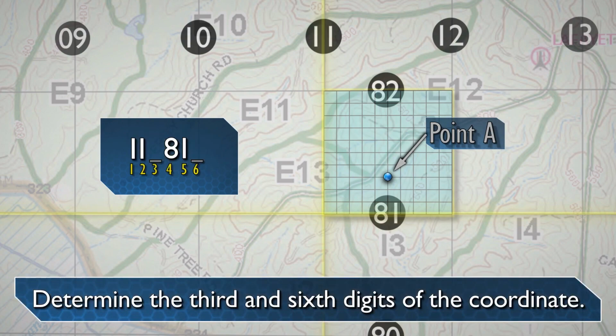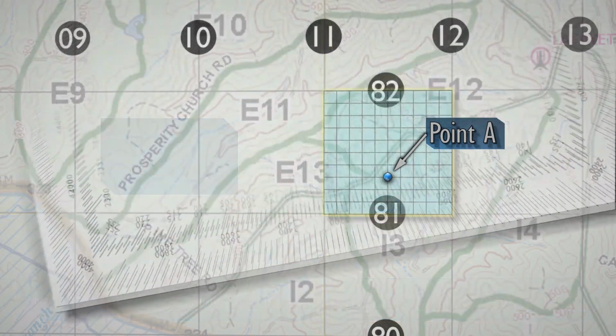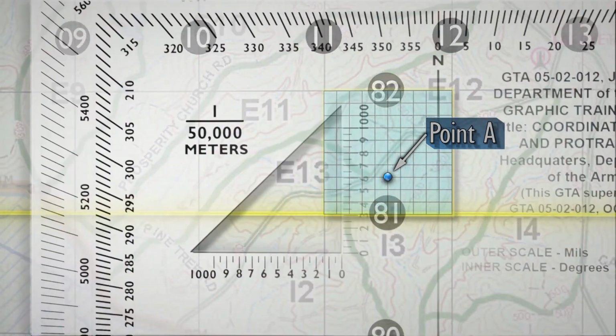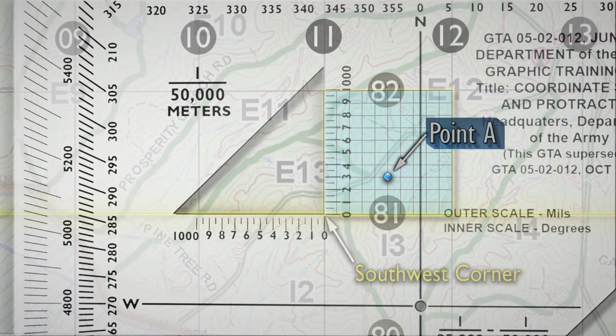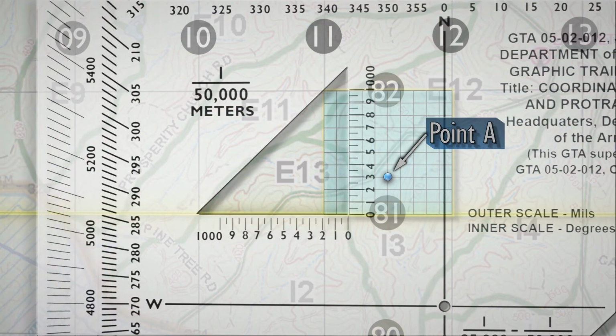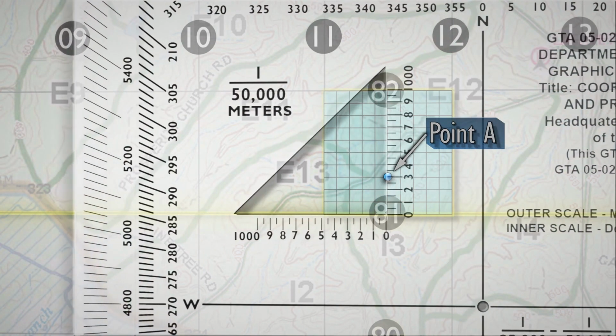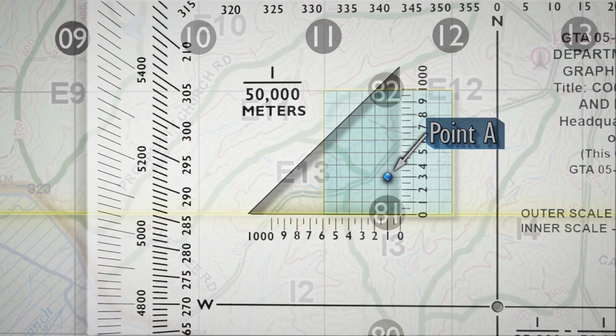Place a coordinate scale and protractor or a plotting scale on the bottom horizontal grid line of the grid square containing point alpha. Check to see that the zeros of the coordinate scale are in the lower left-hand or southwest corner of the grid square where point alpha is located. Slide the scale to the right, keeping the bottom of the scale on the bottom grid line until point alpha is under the vertical or right-hand scale.